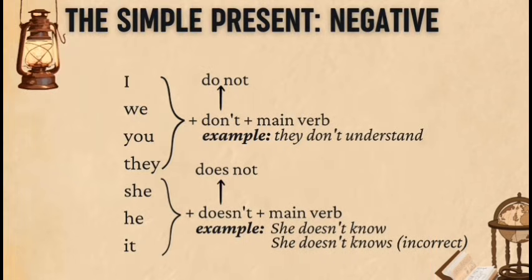The simple present, negative. Do and does are called helping verbs. People usually use contractions both in speaking and writing. Here's the form of the negative simple present. I, we, you, they plus don't plus main verb. For example, they don't understand. And then she, he, it plus doesn't plus main verb. For example, she doesn't know. In third person singular, there's no s on the main verb, so she doesn't knows is incorrect.